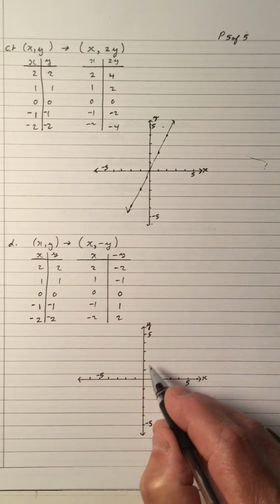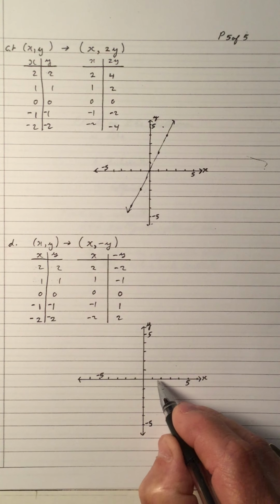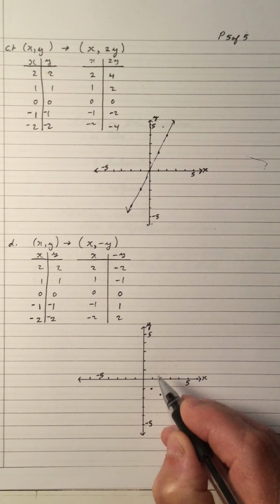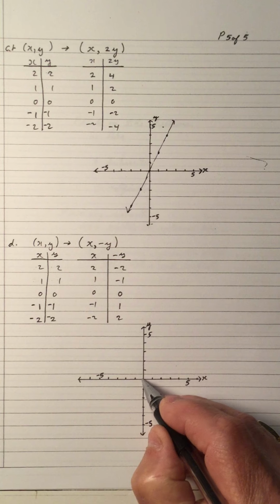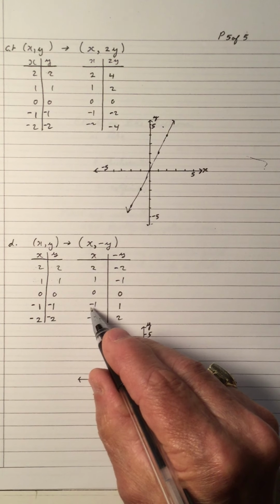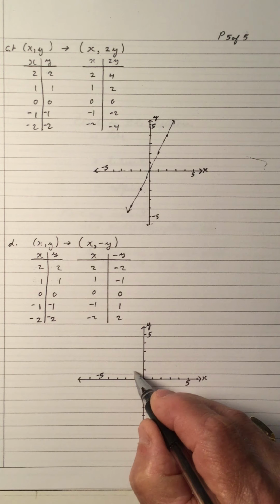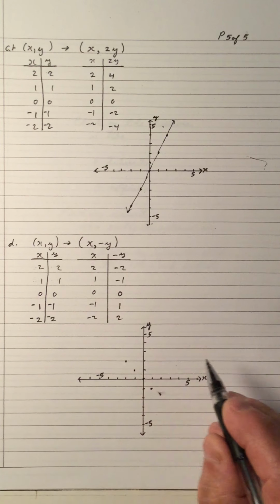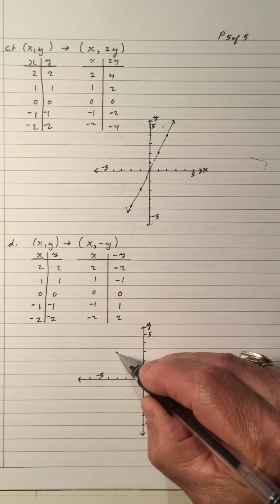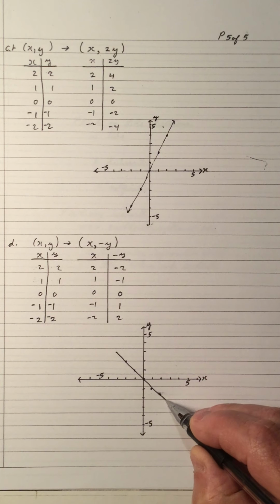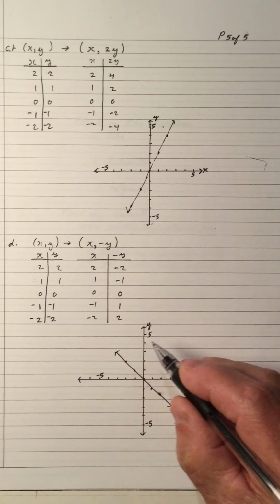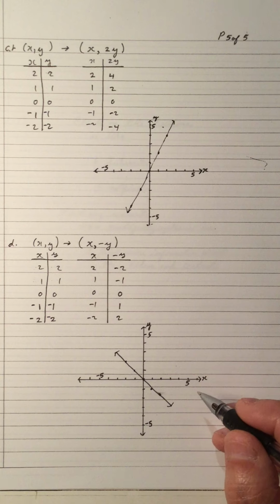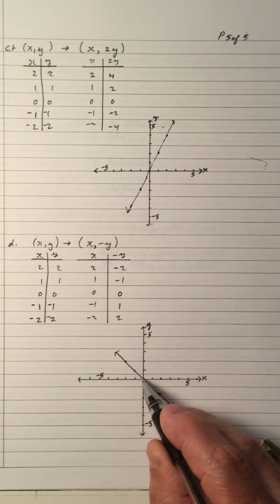So we plot these values. X is 2, y is negative 2. X is 1, y is negative 1. X is 0, y is 0. X is negative 1, y is 1. X is negative 2, y is 2. And that's the graph that represents this. Again, this is a shading because we're dealing with the set of real numbers. If we were dealing with the set of integers, we would only do the dots.